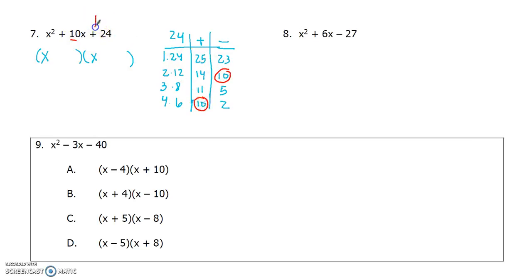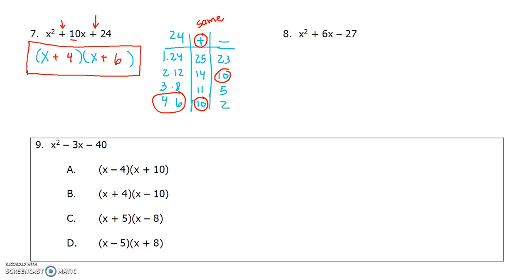So remember, we look then at this sign, that's the plus, so that means we go to the plus column. So we're going to be using the 4 and the 6. And because it's in the plus column, that means my signs are the same and they're whatever this sign is. So we're going to have a plus and a plus. And then we'll have the numbers 4 and 6. And there's my answer.